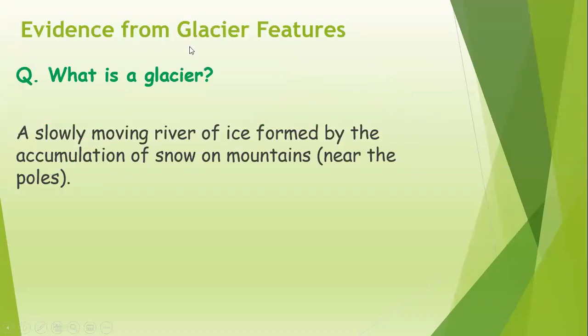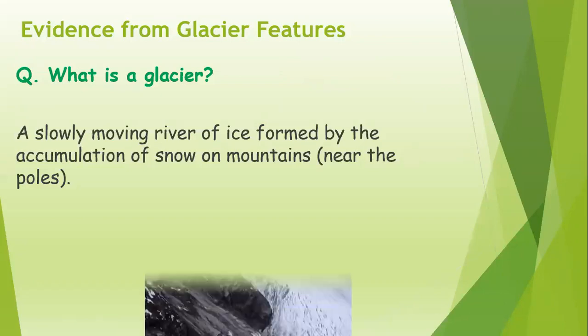Another evidence was from glacier features. What is a glacier? A glacier is a slowly moving river of ice formed by accumulation. Accumulation means constantly combining something. When there is snow on mountains, this snow starts going down slowly, it starts moving. And when it is moving in the form of ice, you don't call it a river, you call it a glacier, because it is the ice that is moving. It's not the water that is moving. So again, a glacier is a slowly moving river of ice.